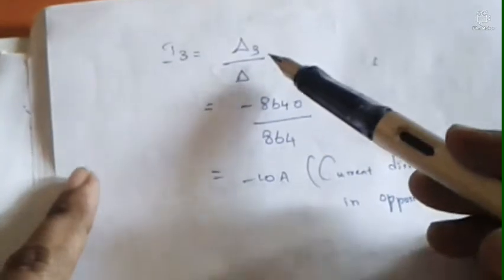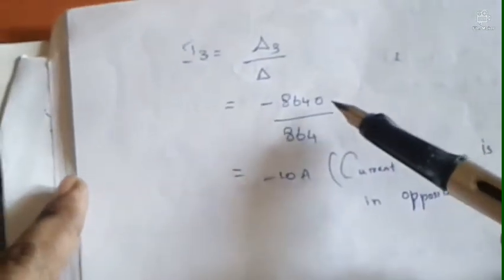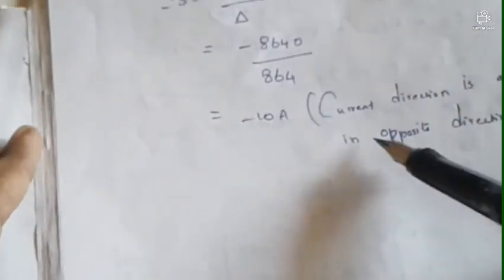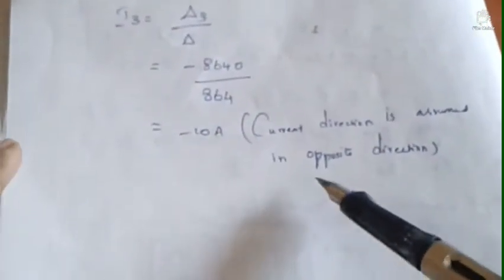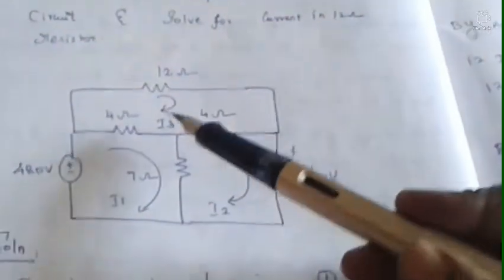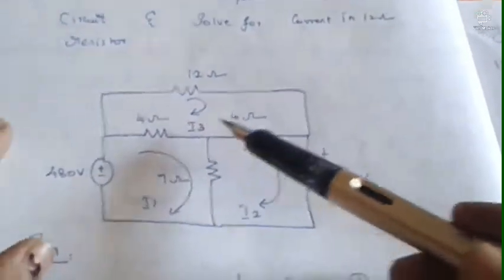So now I3 equals del 3 by del. We got del 3 as minus 8640 and del as 864. By dividing, we get the current value as minus 10 amperes. You may wonder why this minus sign has come. This negative sign represents that the current direction we assumed is in the opposite direction, because in loop number 3 we don't know the exact direction of current. We just assumed it as clockwise.